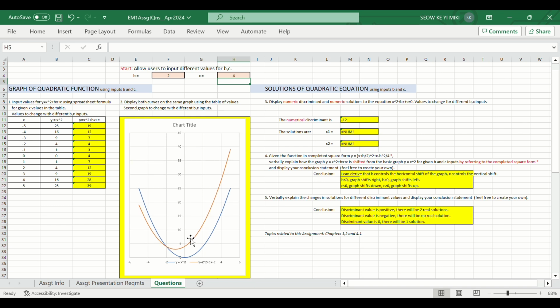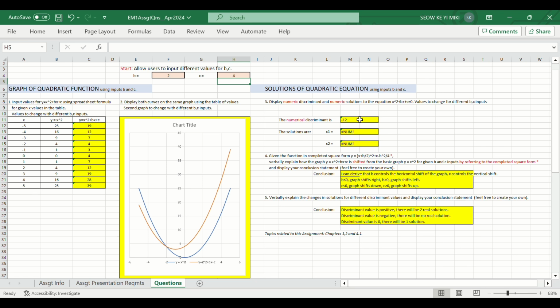The y-axis values are given over here. So the maximum will be 39 and the minimum will be 3, as you can see here. And for the x values, it will be here, maximum 5, minimum -5.